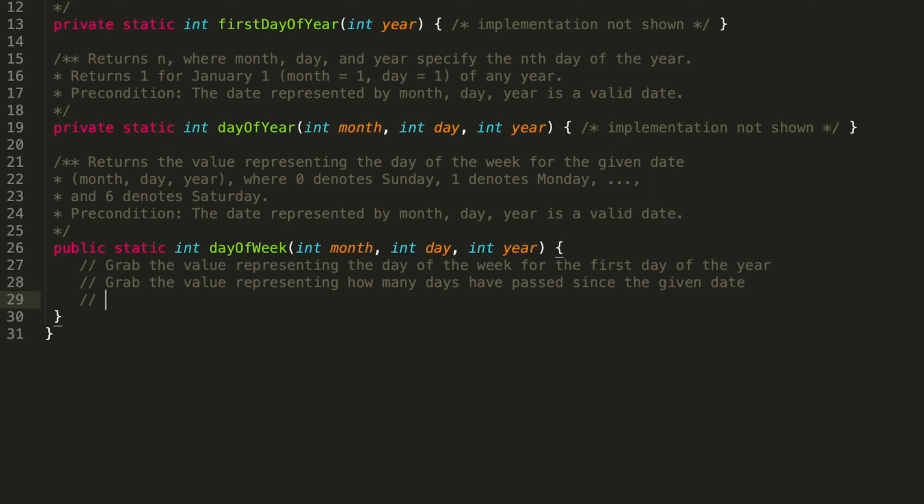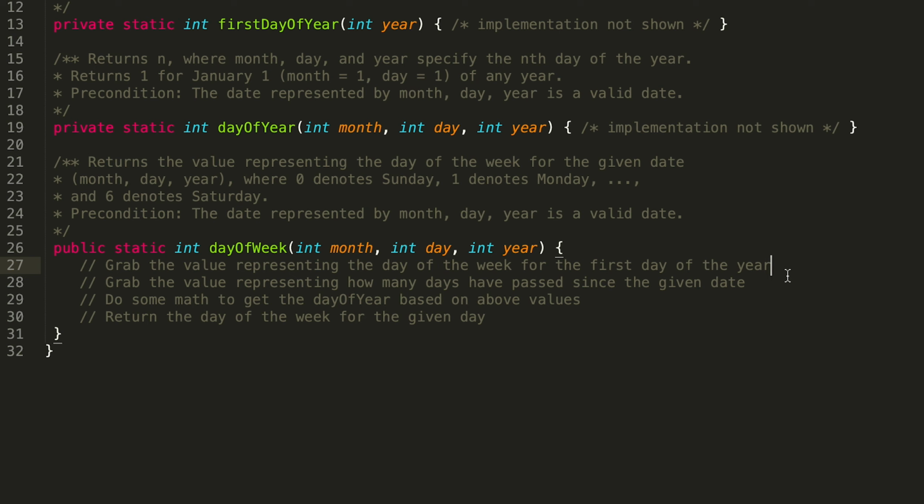Then we want to do a little bit of math. I'm going to be intentionally a little bit vague in the pseudocode here because I think it makes more sense if you actually look at the code. But do some math to get the day of year based on above values. And then since this method returns an int between 0 and 6, we're going to want to return the day of the week for the given day.